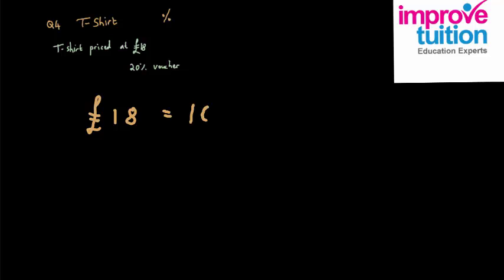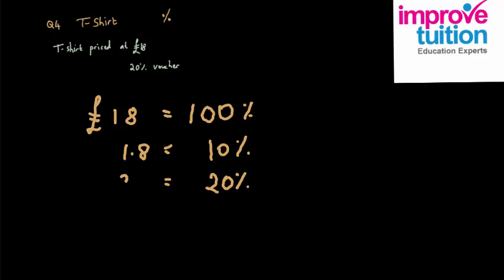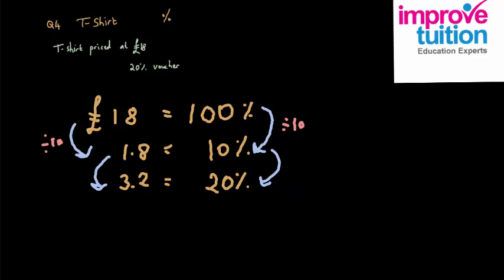So what we're doing here is we're dividing both sides by 10. So we're dividing 100 by 10 and 18 by 10. Then we're multiplying 10% by 2 to get to 20%, and we're multiplying 1.8 by 2 to get 3.6. Now why we're doing this is we're finding 10%, and then from 10% we're working out 20%. And we always start from 100%, and that's the key point.